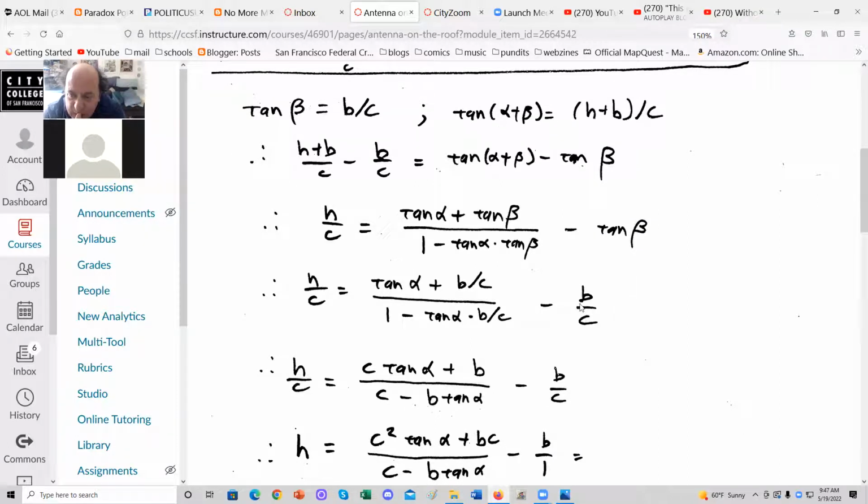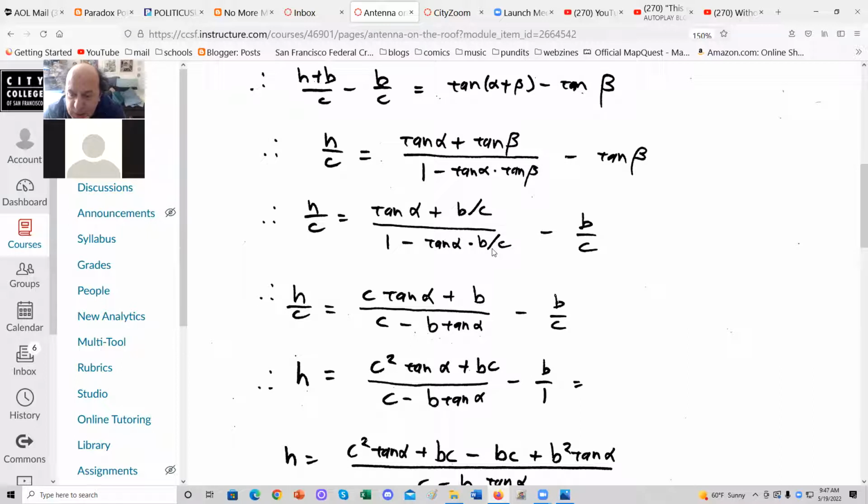So, tan beta is b over c. Replace it in here, and then you place it here. Then simplify this fraction by multiplying above and below by c. So h over c equals c tan alpha plus b over c minus b tan alpha, all that minus b over c.